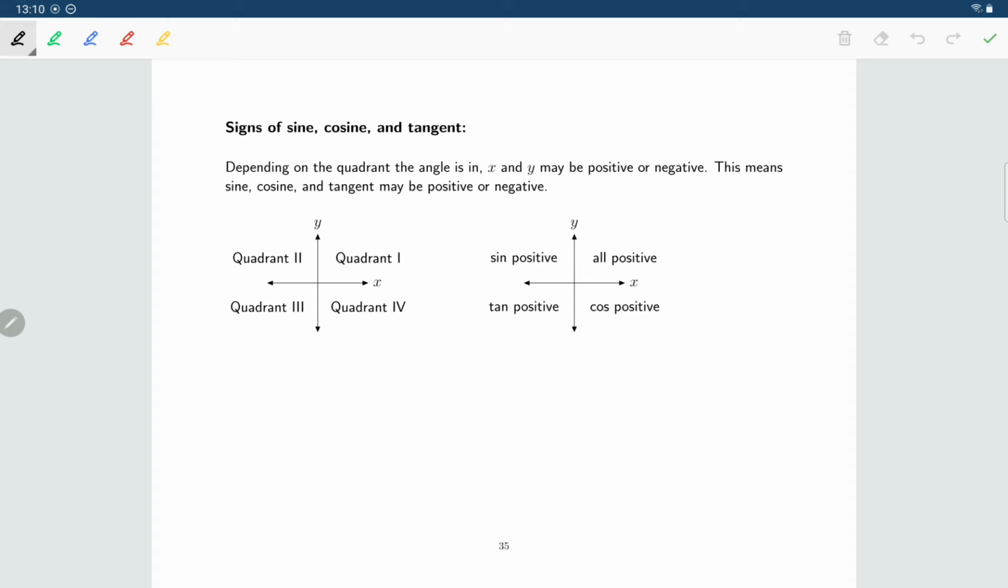That really depends on what quadrant we're in, because depending on the quadrant, the x-coordinate on that terminal side might be positive or might be negative. And depending on whether x and y are positive or negative, that'll affect whether the other trig functions are positive or negative. The one thing to remember here, of course, is that r is always going to be positive. The other two values, x and y, are the two that could be positive or negative.